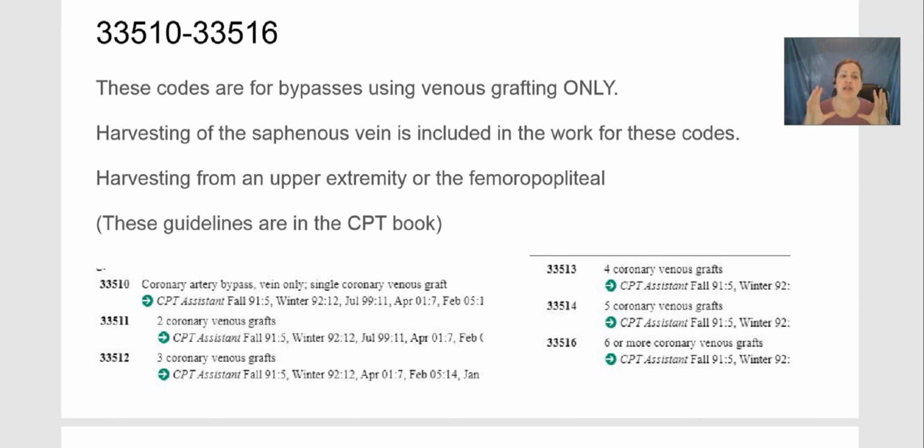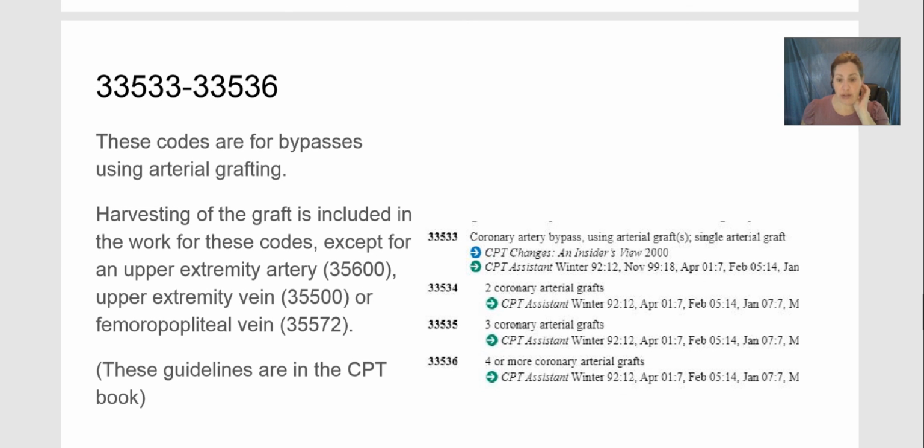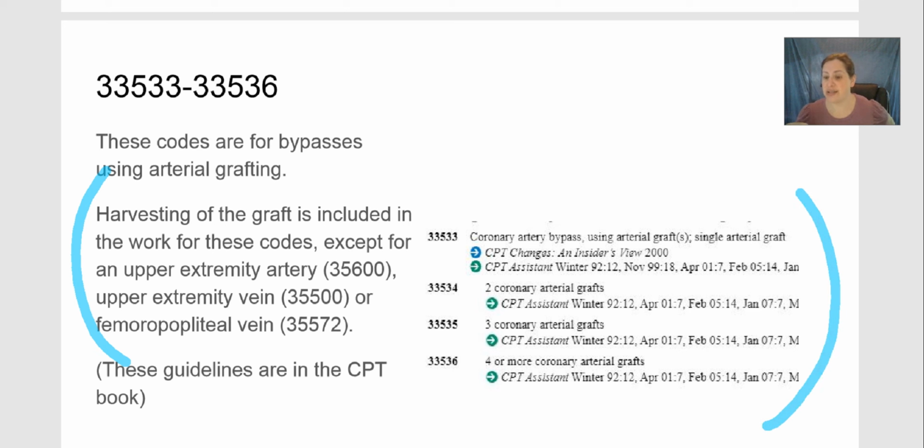Okay? So these codes are for when you're doing only veins in the bypass. Well, what if that's not what we did? Go to this code set, 33533, which means you skip a little section. We'll come back to it. 33533 to 33536, which I have pictured here on the screen. There are also three paragraphs of guidelines before those codes. Those guidelines, again, talk about the harvesting and when you can and when you cannot bill. And these are for when you're using just an artery: a single, double, triple, or quad.